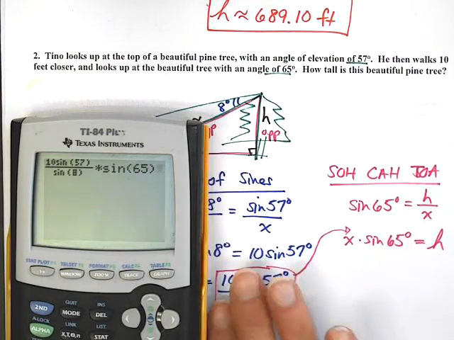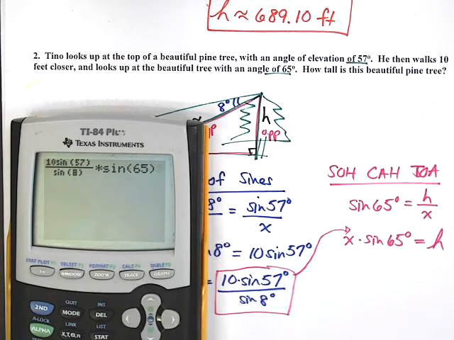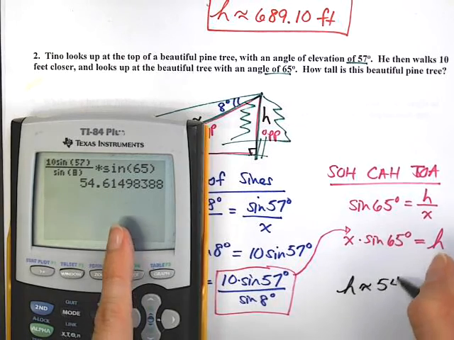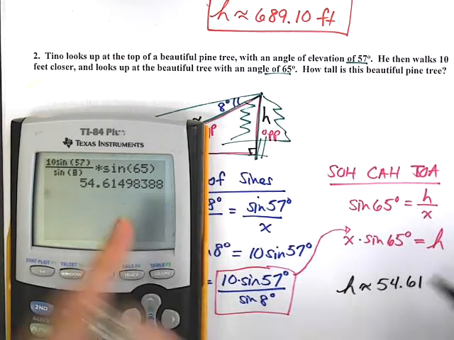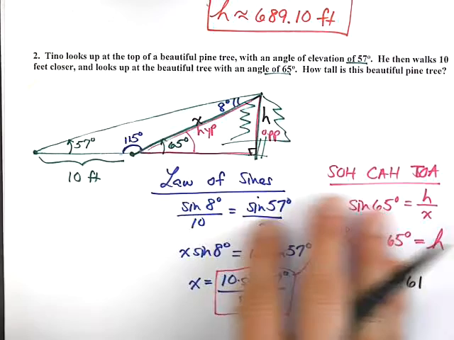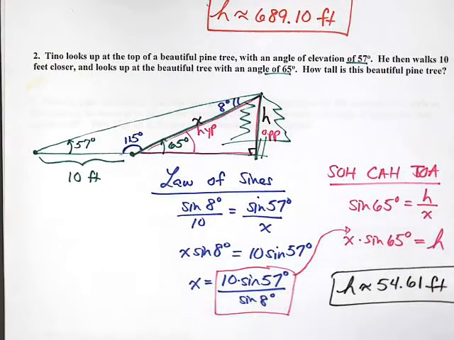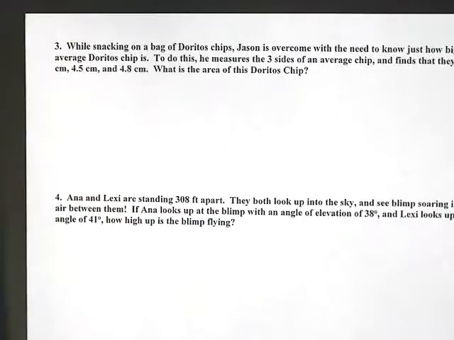Okay, so I haven't chopped anything until the very, very end, and the height for this problem is approximately 54.61. How about some units? This is feet. Feet, that makes sense for a tree. Okay, total answer, nicely rounded at the end. All right, what else can we do with law of sines?